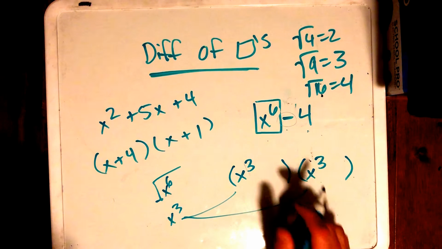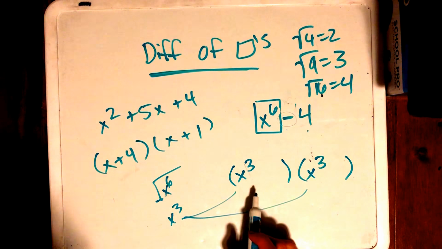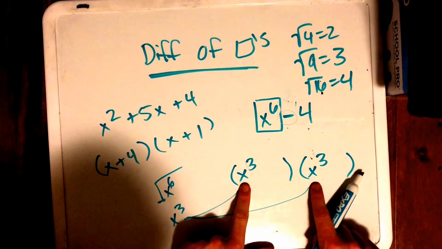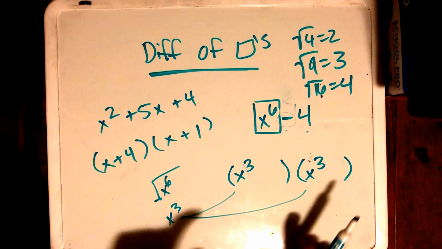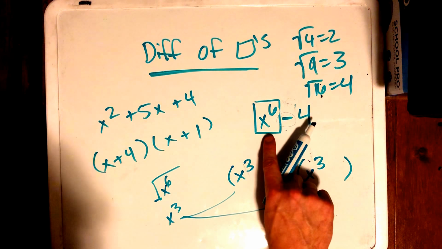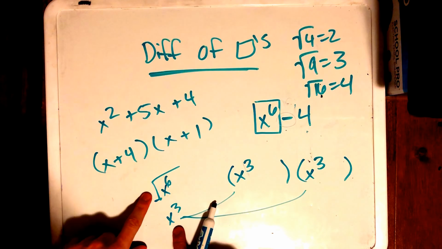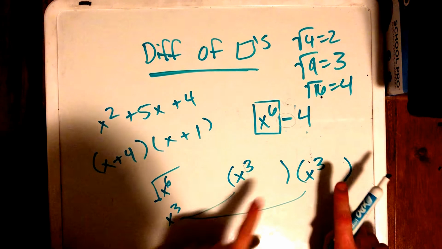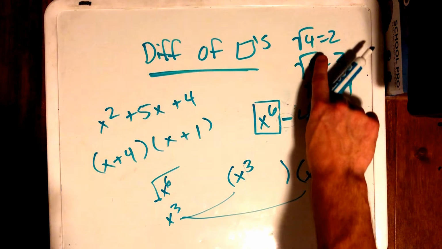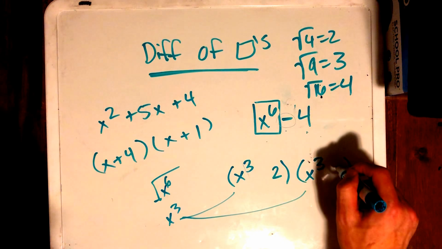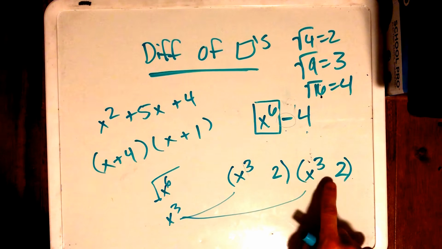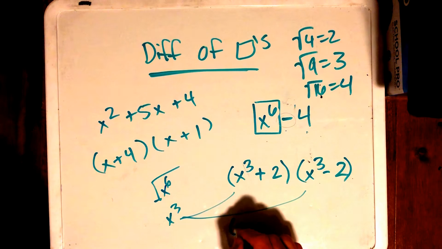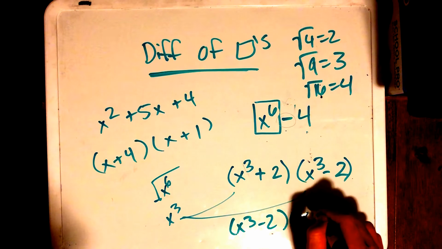So, now, when we pull this out into two things, like I said, the first term in each of our binomials is going to be the square root of our first term. We said the square root of x to the 6th was x to the 3rd. So we're leading with x to the 3rd. Our last term is going to be the square root of our second term. We said the square root of 4 was 2. So that means we're going to have 2 and 2. Now what do we put here in the middle? We're going to put 1 plus and 1 minus. It doesn't matter how you do it. You could go x cubed minus 2 and x cubed plus 2.